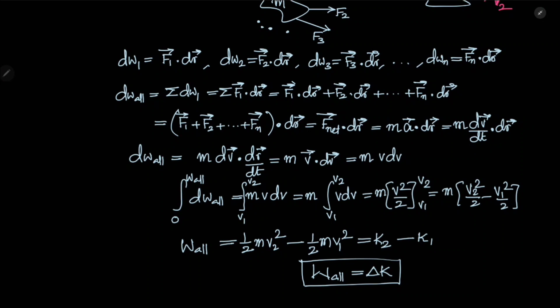If work done by all the forces is positive, then delta K is positive. It means the system is gaining energy from the environment, from the surroundings, and that energy gained is appearing as kinetic energy. If work done by all the external forces is negative, the system is losing energy to the surroundings. That is the meaning of this particular equation.